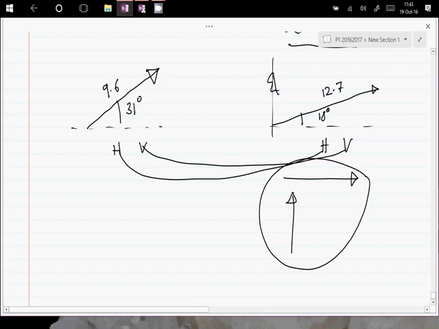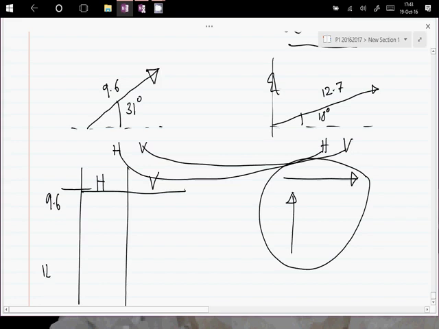So what I'm going to do is I'm going to draw a little table. And the table is going to look like this. Horizontal here, vertical here, and it's going to get a little big here, don't worry. This is the 9.6 vector. This is the 12.7 vector, okay? So the horizontal component of the 9.6 is 9.6 cos 31, which means the vertical is 9.6 sine 31, okay? They can't both be cos, they have to be different.